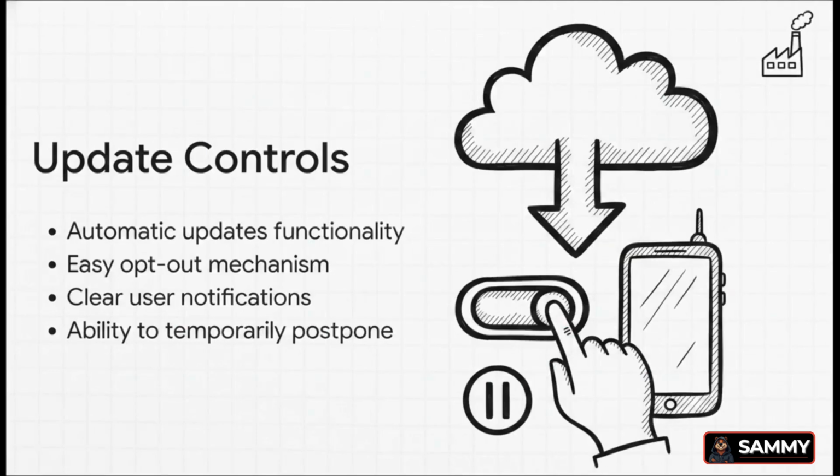According to the PT2 standards, updates must be seamless, but you still have to give users operational control. You need automatic update functionality, for sure, but also an easy opt-out mechanism. You need clear user notifications and the ability for the user to temporarily postpone an update. Imagine pushing an automatic update to an industrial facility at the worst possible time. That could cause real damage. The control must remain with the user.